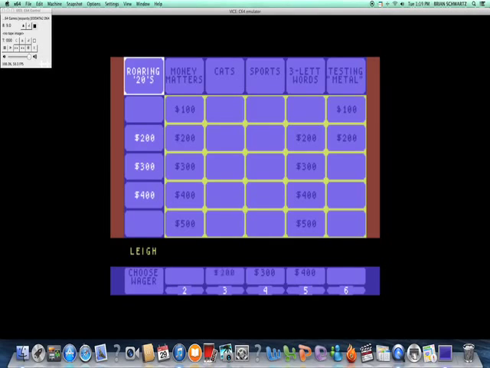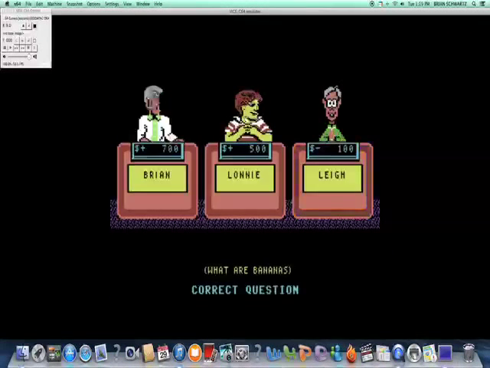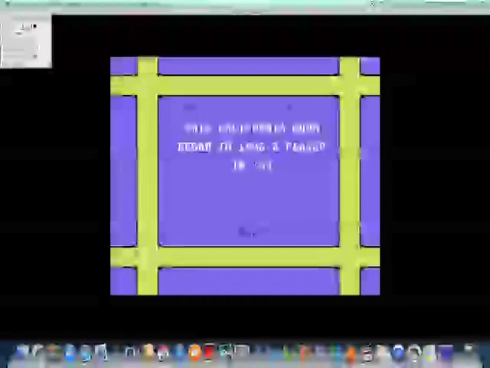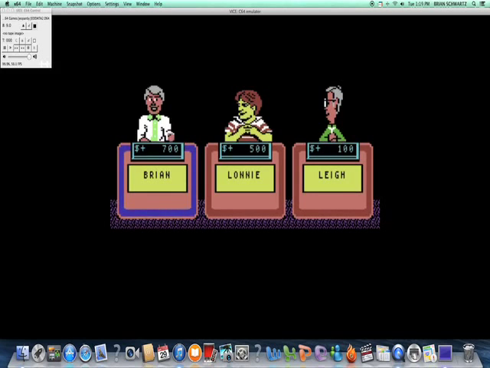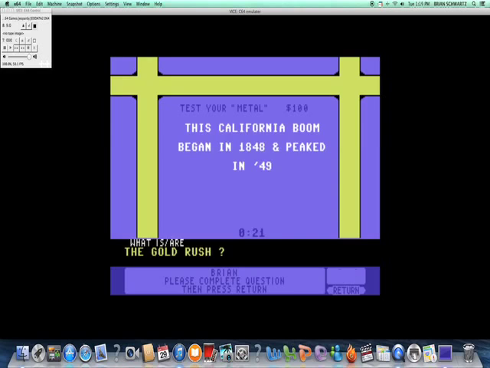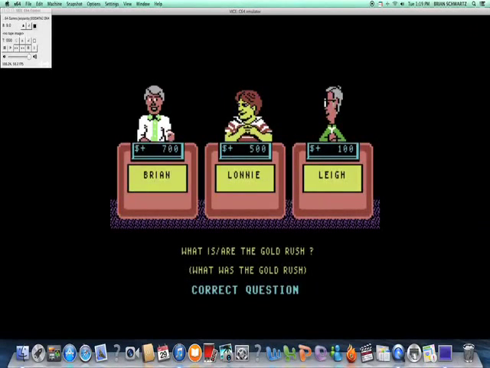Roaring 20s for 200. This is insane. Testing metal for 100. This California boom began in 1848 and peaked into 49. What is the gold rush? Yes, it is.